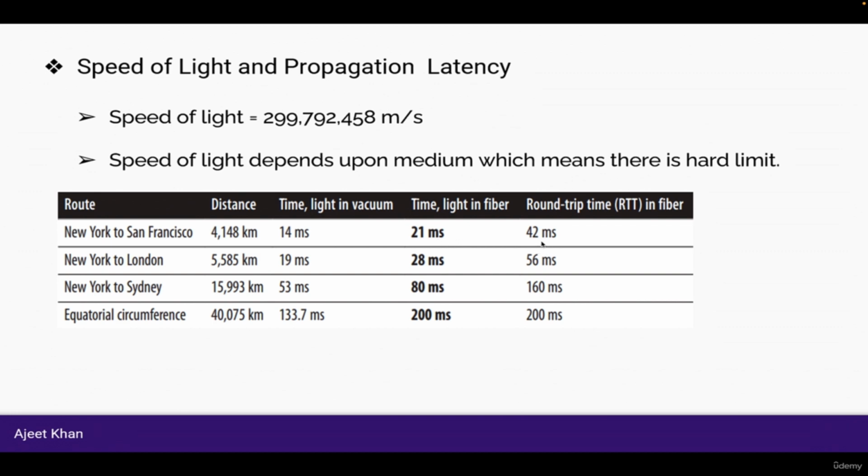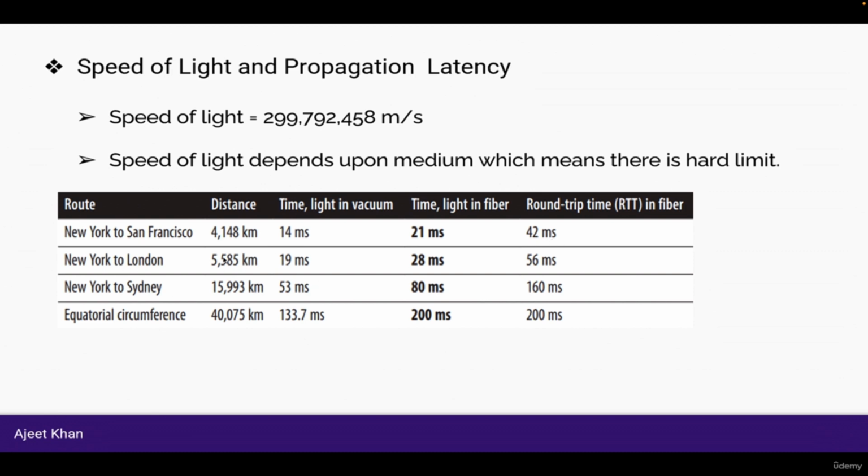And the round trip time is the time for a request to go and the response to come back. That means the client sends a packet to the server and then the server responds with some data. So this is like going and coming back. This is known as round trip time, RTT. So in fiber, the RTT would be 42 milliseconds.